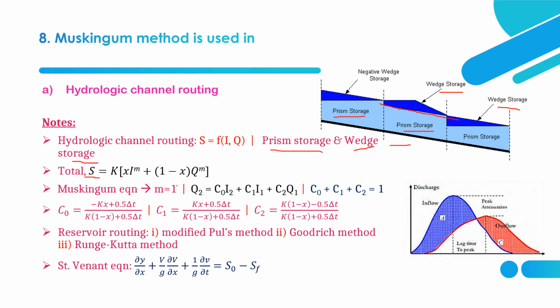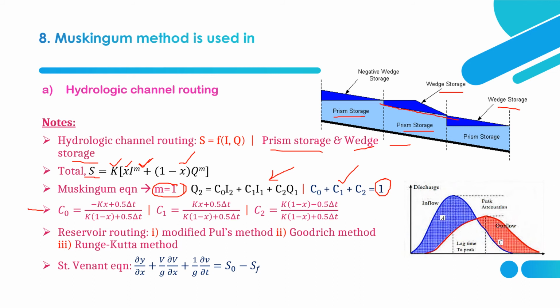In case of Muskingum equation, m is 1, and what is x? x is the weightage constant, k is the coefficient parameter and m is the constant exponent. So this is the coefficient parameter, this is the constant exponent, and x is the weightage parameter in case of prism storage and in case of wedge storage. And for the Muskingum equation, the relation goes like this: Q2 = C0 I2 + C1 I1 + C2 Q1, and the summation of all the coefficient values, that is C0, C1 and C2, will be equal to 1.